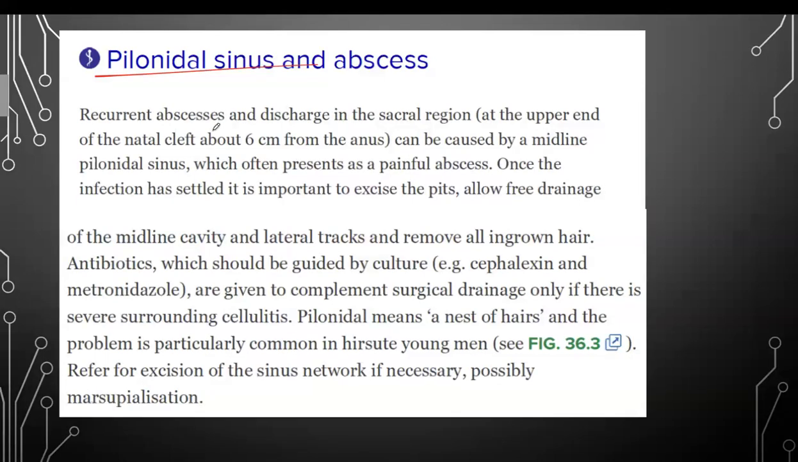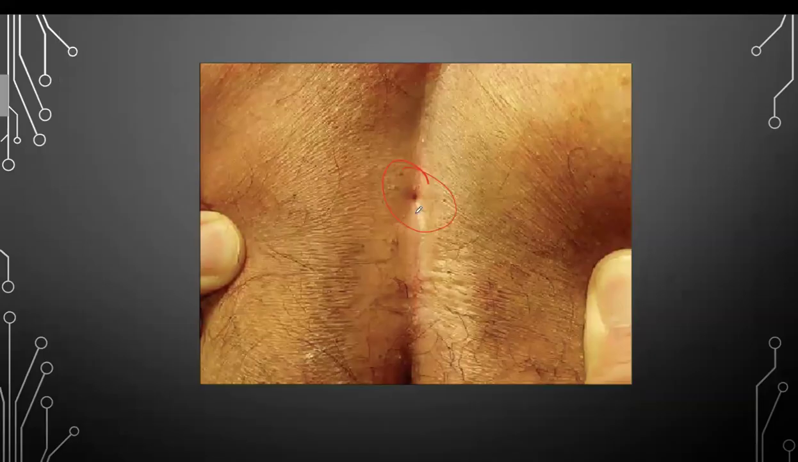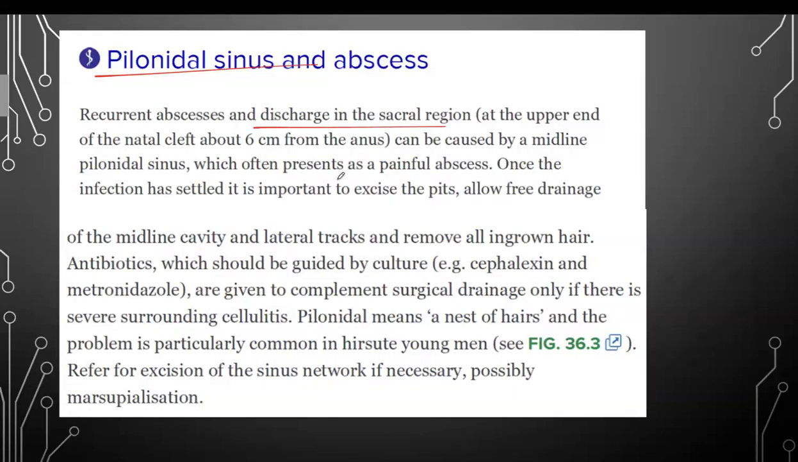And with the blocked hair, patient can start developing abscess there, and patient can come to you with recurrent abscess and discharge in the natal cleft. And that is what we call as pilonidal sinus. For a patient who has this kind of sinus and abscess, the first thing we do is, once the infection has settled, it is important to excise these pits.